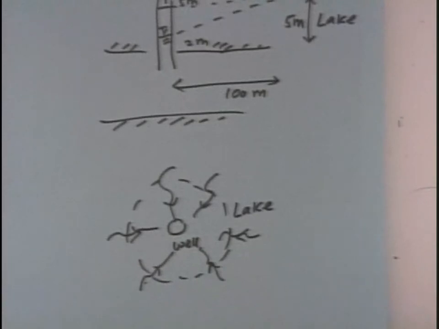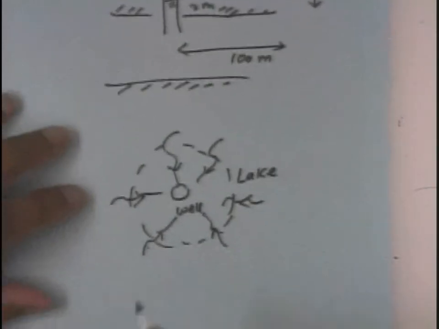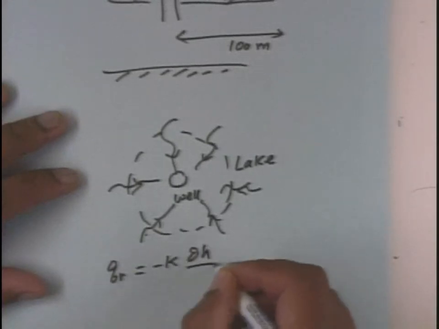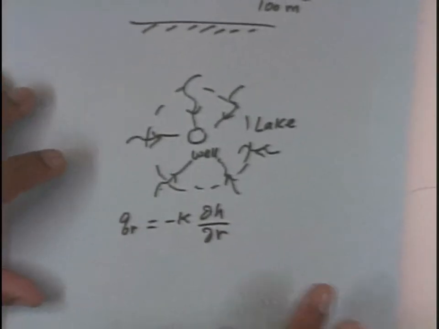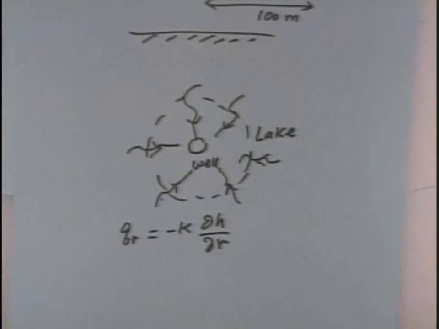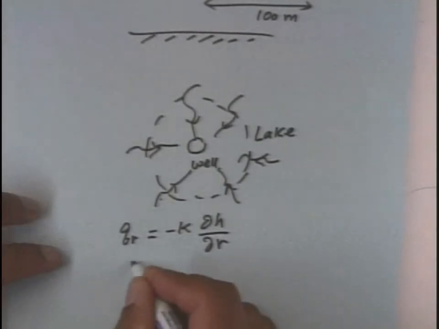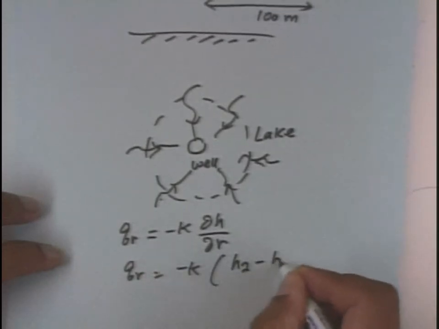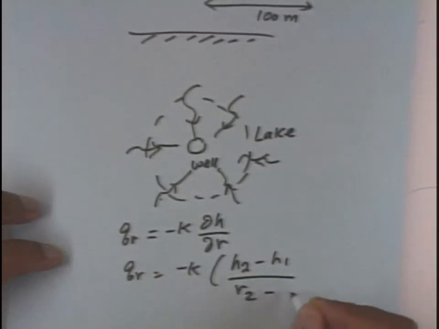It's a radial flow into the system. So the first thing you need to do is apply Darcy's law in the radial direction, which is basically nothing but Q_r is equal to minus K dH/dr. We'll derive this a little more formally in a couple of lectures from now. It's basically applying it in the radial direction instead of the Cartesian direction, but other than that, everything is the same. So Q_r is equal to minus K times (H2 minus H1) divided by (R2 minus R1).